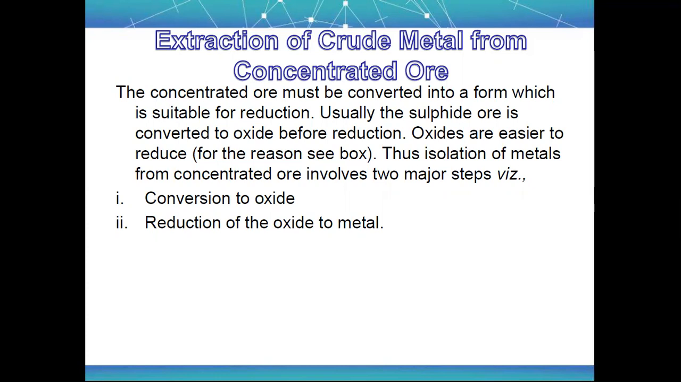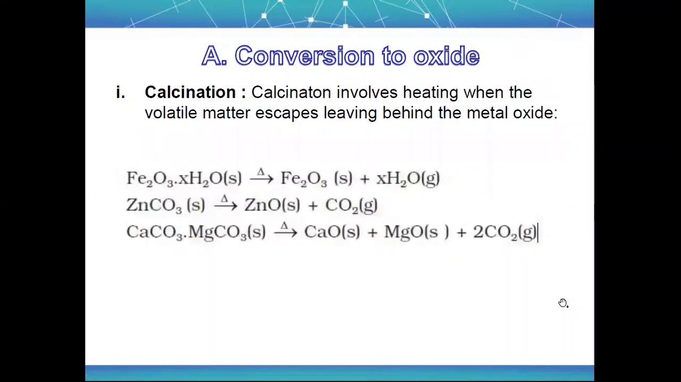So the first one is conversion to oxide. Whatever the form of the crude metal is, or you can say the concentrated ore is, you have to convert it up to the level of oxide. Next is reduction of oxide to metal. The second step is you have to reduce that metal oxide and obtain a pure metal. So on this, we have the first process: conversion to oxide.